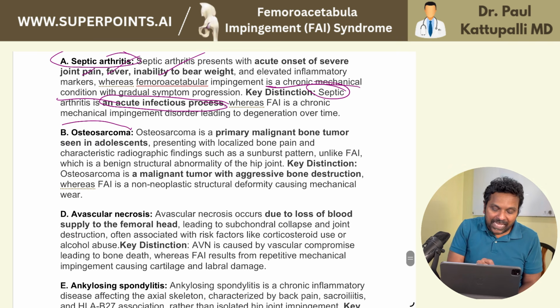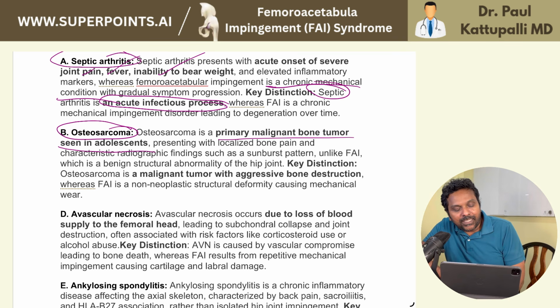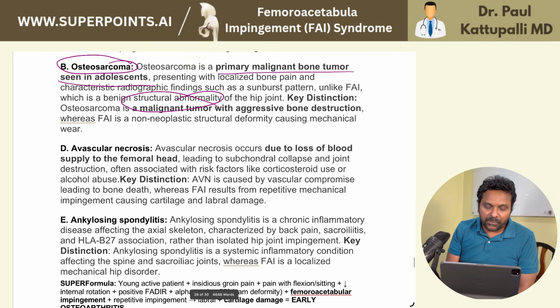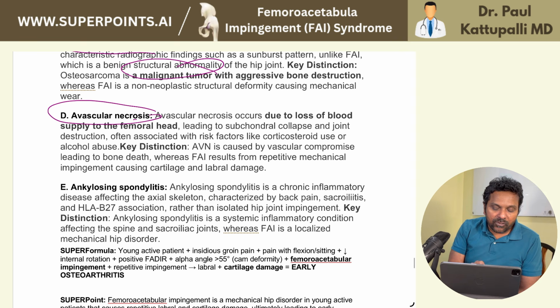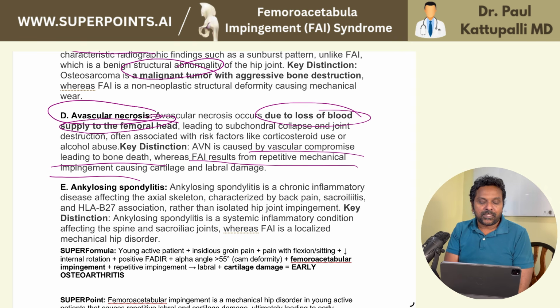Why not osteosarcoma? Osteosarcoma is a primary malignant bone tumor seen in adolescents, presenting with localized bone pain and characteristic radiographic findings such as a sunburst pattern, unlike FAI, which is a benign structural abnormality of the hip joint. So osteosarcoma is a malignant tumor, but that's not going to happen in these patients. Why not avascular necrosis? Avascular necrosis is due to loss of blood supply to the femoral head. It's a vascular compromise leading to bone death, whereas FAI results in repetitive mechanical impingement.